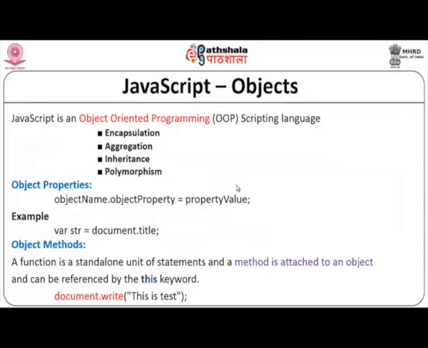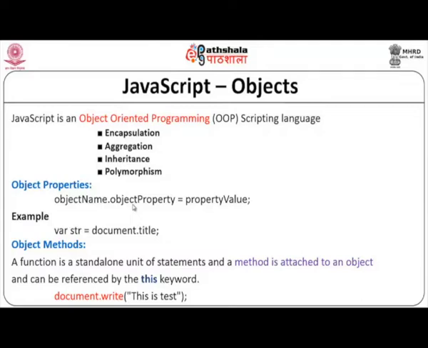Now JavaScript supports an important concept called objects, because JavaScript is an object oriented scripting language. It supports object concepts like encapsulation, aggregation, inheritance and polymorphism. So now as we know, encapsulation encapsulates both properties and methods within the objects. So we know the basic difference between a function and a method. What we are seeing now as a function is a standalone unit of statements, whereas a method would normally be attached to an object.